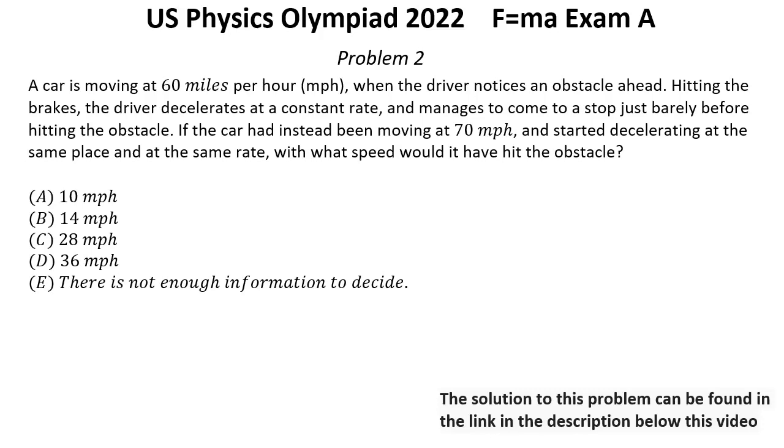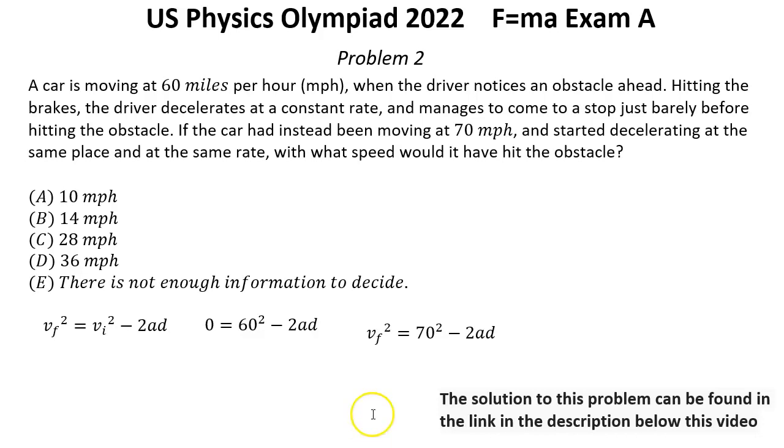Solution for problem number 2. Here we can use the same kinematic equation in both cases. We have final speed squared equals initial speed squared minus 2 times deceleration multiplied by distance. In the first case we have 0 equals 60 miles per hour squared minus 2ad, and in the second case we have v final squared equals 70 squared minus 2ad.